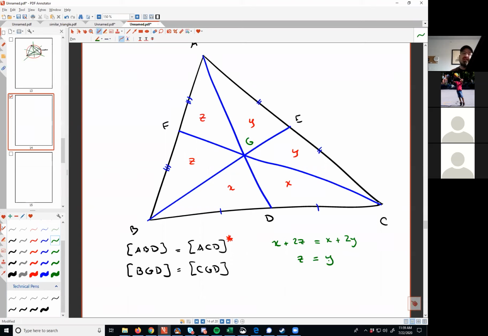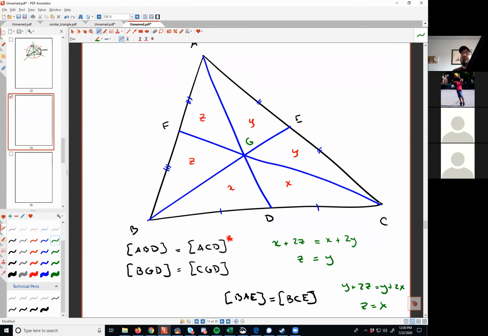And once again, we can tilt our heads and do something similar and use big triangles. We can say, hey, triangle BAE has the same area as triangle BCE. And that would give us y plus 2z equals y plus 2x. And that tells us z equals x. And now we have x equals y equals z.